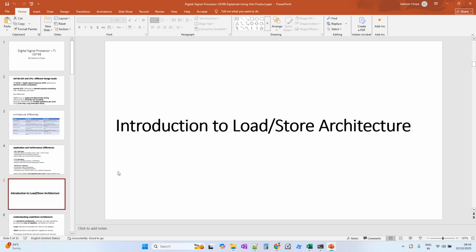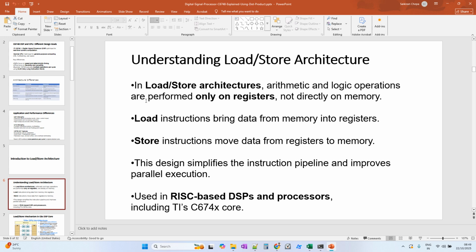So, introduction to load store architecture. Load store architecture is what is used in the case of DSPs. What does load store architecture mean? We will not do the operations in memory. We will bring the data from the memory into the registers, and then we will do the operations on the registers. That's how it makes it deterministic and also low latency, because the registers are very fast to access, because they are nearer to the CPU.